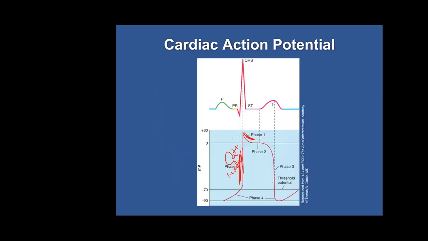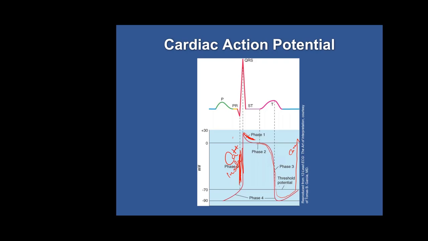Phase four is then just kind of that resting phase. So it really just kind of keeps falling. It's repolarization and those electrolytes start shifting back, and then everything's resting before it's going to depolarize again and all that calcium moves. Right? And then the same thing is just going to keep happening, right?